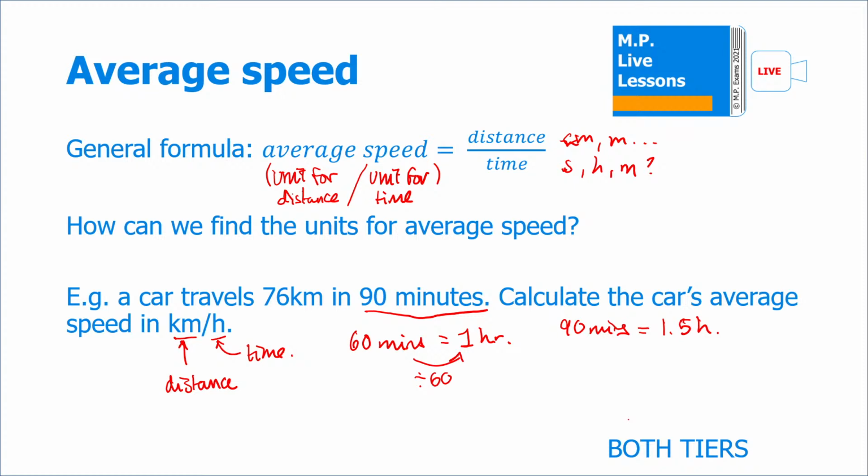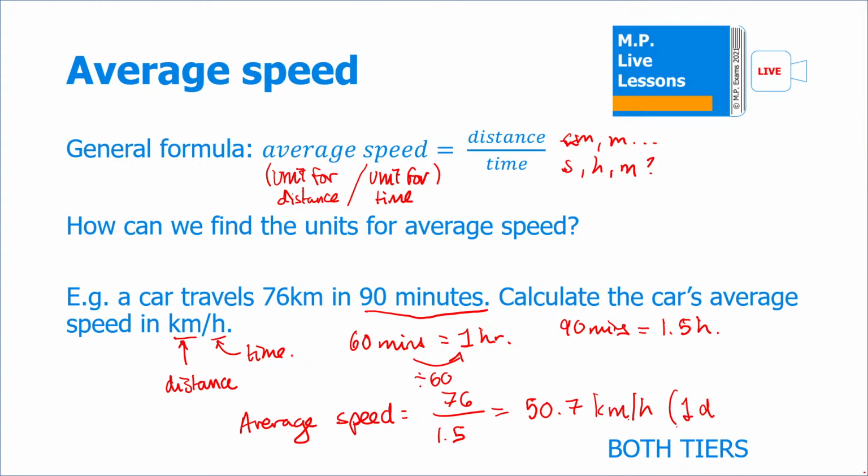So overall, the average speed is 76 kilometers in 1.5 hours. So your distance, 76 kilometers, divided by the time, which is 1.5 hours, gets us an answer of 50.7 kilometers per hour. That'll be to 1 decimal place.